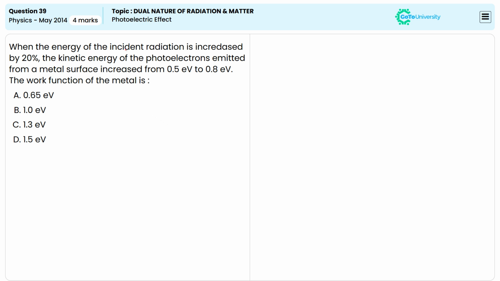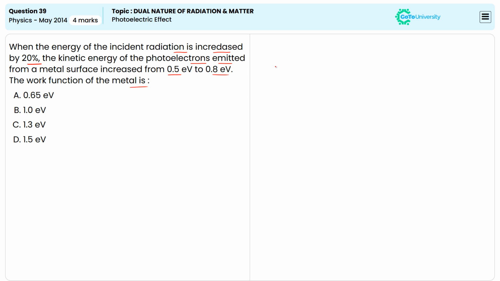When the energy of the incident radiation is increased by 20%, the kinetic energy of the photoelectrons emitted from a metal surface increases from 0.5 eV to 0.8 eV. The work function of the metal is what we need to find. What is the work function here?